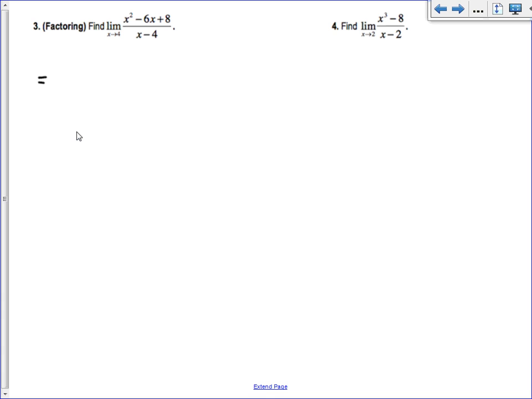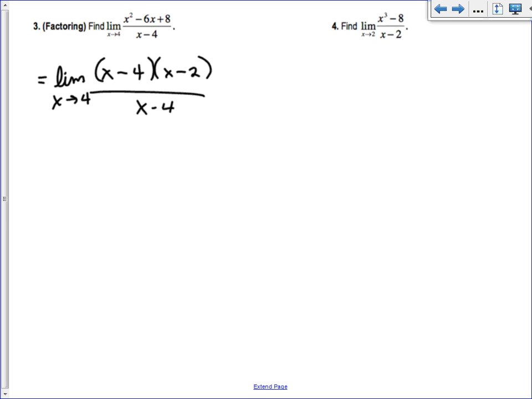Okay. So this one's a factoring trick. So I have the limit as x goes to 4. So right now I have 0 over 0. All right, so I'm going to factor the top. I'm guessing that there's probably an x minus 4. So what else do you need in the other parentheses? x minus 2. Right, the x minus 4 is reduced out. So you get the limit as x goes to 4 of x minus 2. Are you able to plug in now? Yeah. So if you plug in 4, you get 4 minus 2, so you get 2.